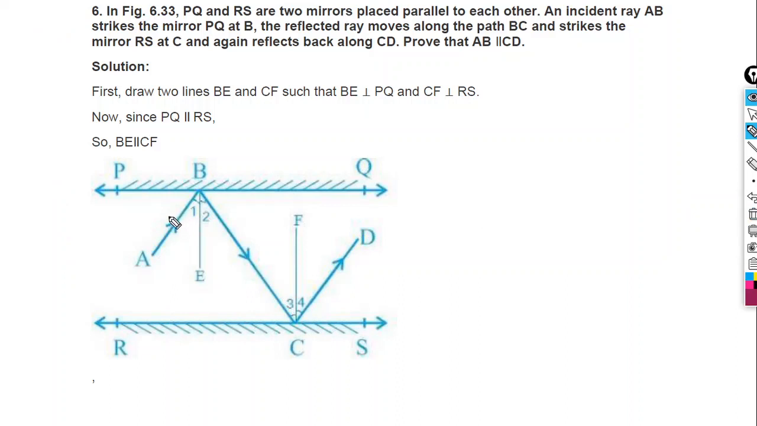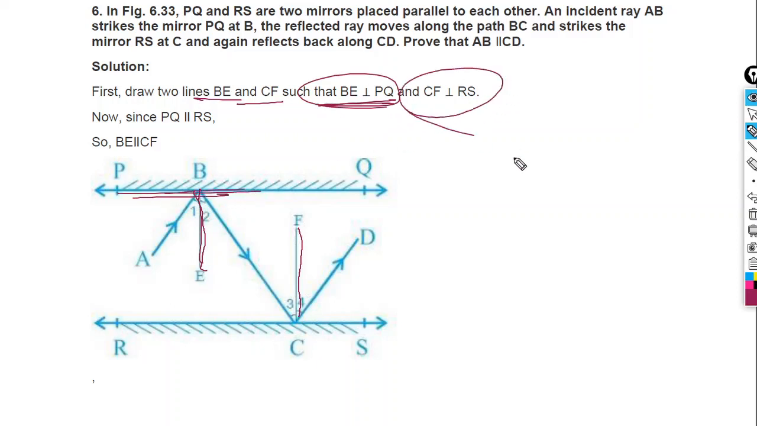Now what do we have to prove? We have to prove that AB is parallel to CD. So we have to construct one thing. We will construct BE and CF, such that BE is perpendicular to PQ, and CF is perpendicular to RS. This much we have to construct.